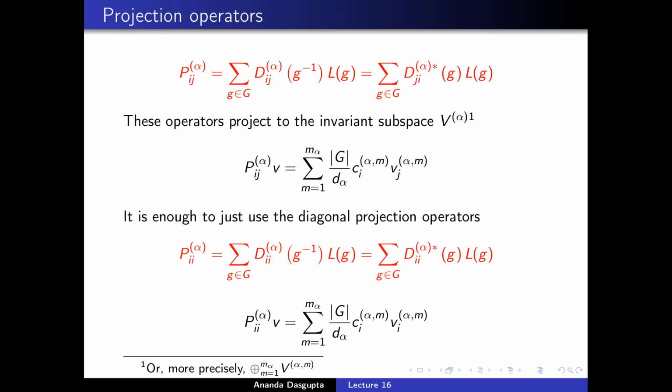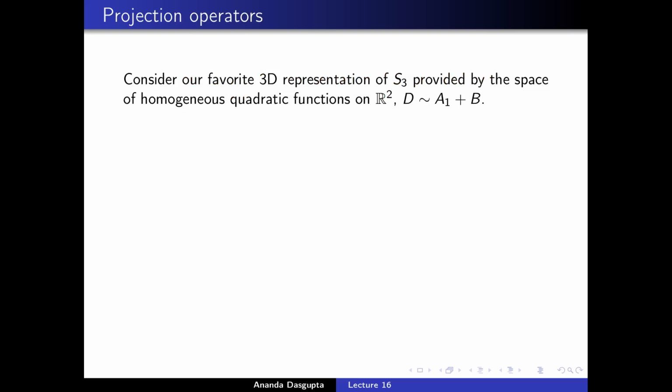Now I admit that all this plethora of indices and all these rather complicated looking expressions may make this seem a lot more difficult than it really is. To see how easy it is to use these projection operators in actual practice, let us fall back on our old friend, the group S3, and let us talk of a reducible representation of the group that we had already met before. This is our 3D representation of S3 provided by a space of homogeneous quadratic functions on R2.